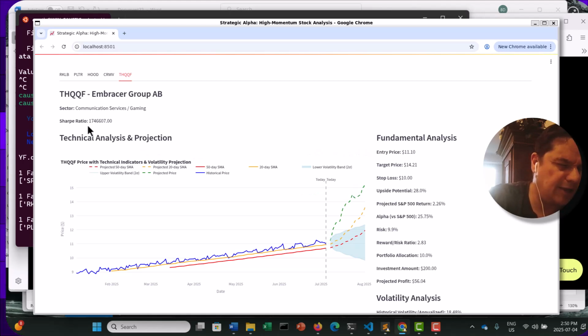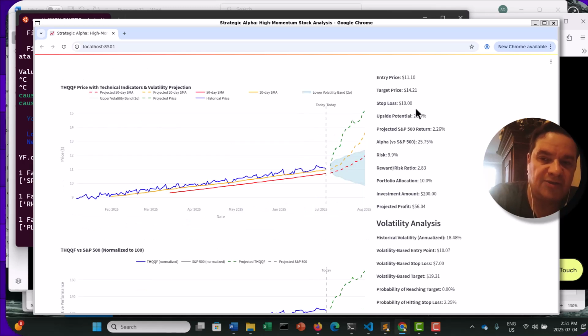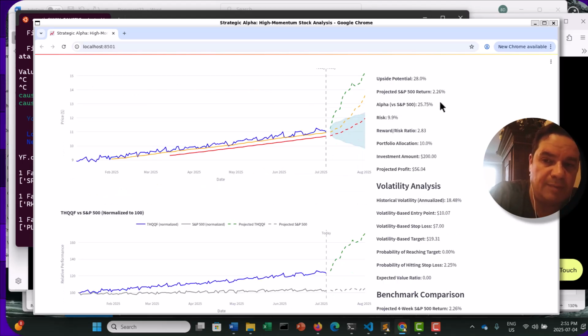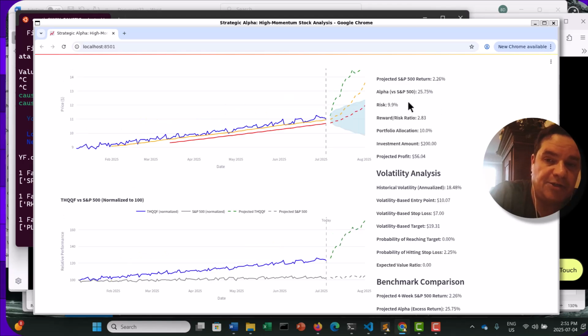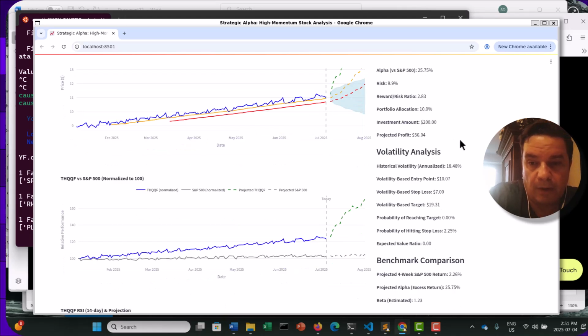Now, to me, that ratio is way out of whack. But if things are projected to move up with the U.S. markets, chances are this one could do quite well. And it's very cheap right now, $11. So 11.10, the current price, target 14.21. Stop loss, you would probably lose a little, not much. Potential upside of 28%. Alpha generation against the benchmark, 25.75%. Risk reward, 2.8. Okay.